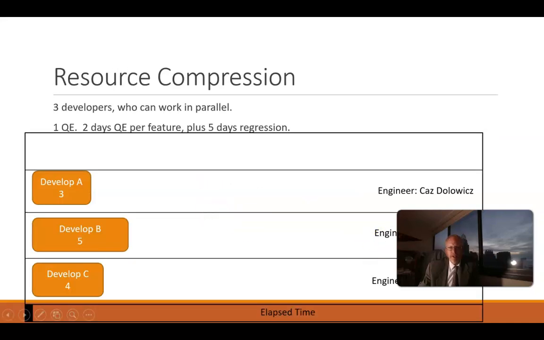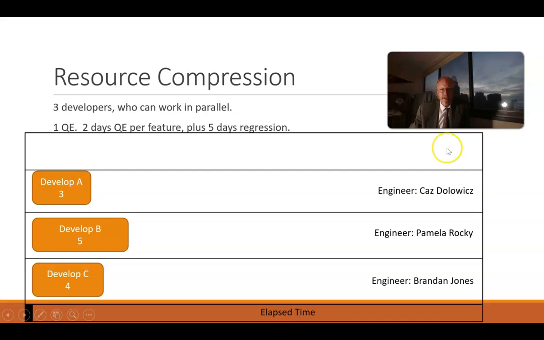So let's take a look at that last animation where we were looking at resource leveling. And now this time let's consider resource compression. So still the same constraints as before: 3 developers working in parallel, 1 quality engineer, 2 days to test per feature completed, and 5 days of regression.